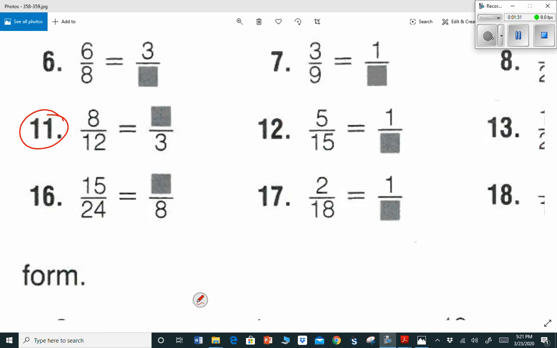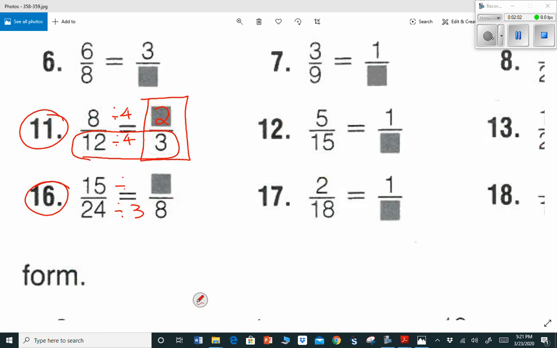Okay, let's do number 11. Again, they gave you both denominators, and you can see that you have to divide by 4 to get from 12 to 3. So you divide by 4 up here also. 8 divided by 4 is 2. So 2/3 is in simplest form. It is reduced. It has been simplified. Number 16. 24 divided by 3 equals 8, and 15 divided by 3 equals 5. So 5/8 is the simplified form of 15/24.